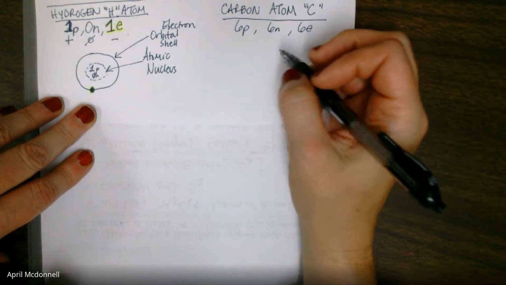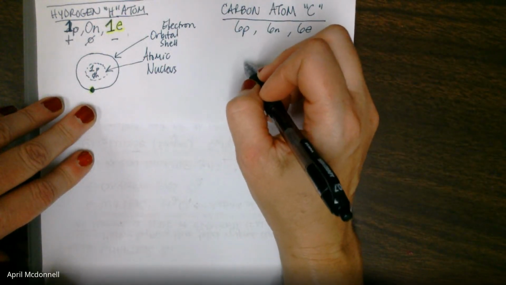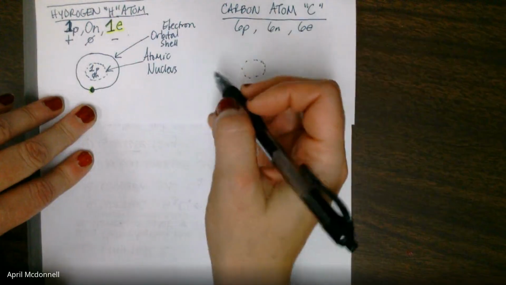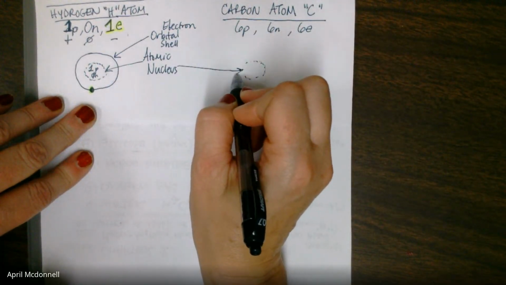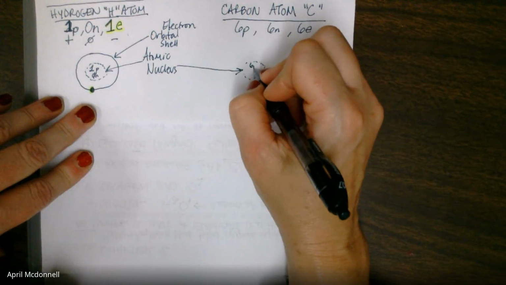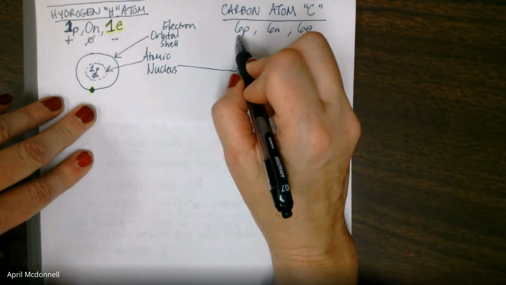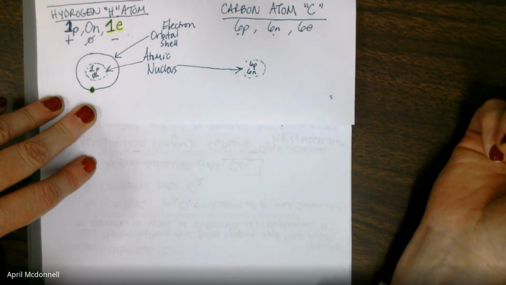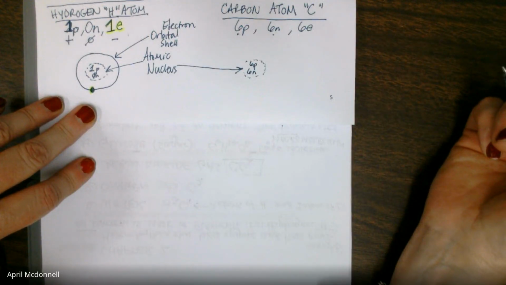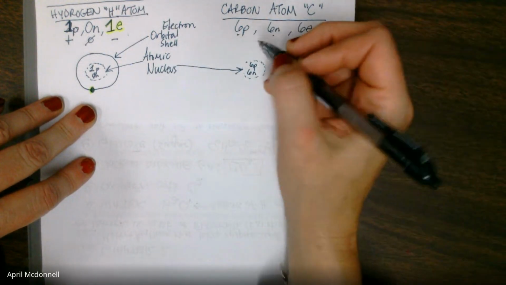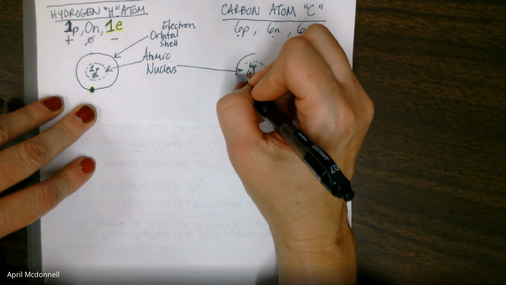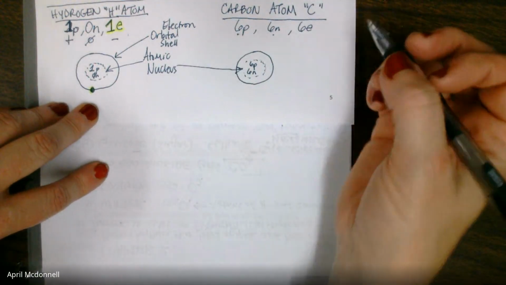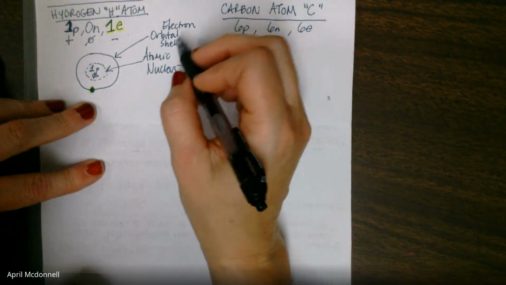The first thing that we're going to do is draw that inner core of the atom called the atomic nucleus. And it's going to have 6 protons and 6 neutrons, as we see right here. The next thing we'll do is draw a ring around the atomic nucleus, and that's going to be the electron orbital shell.